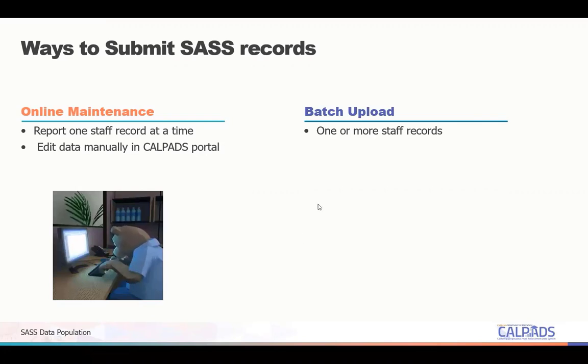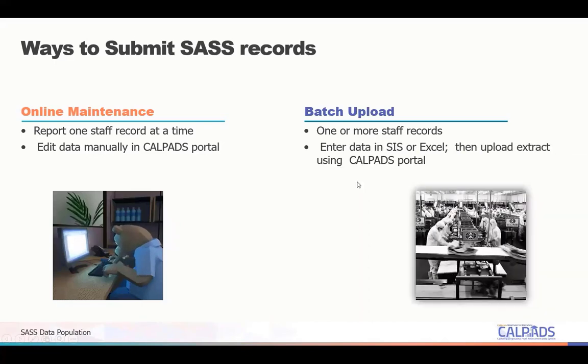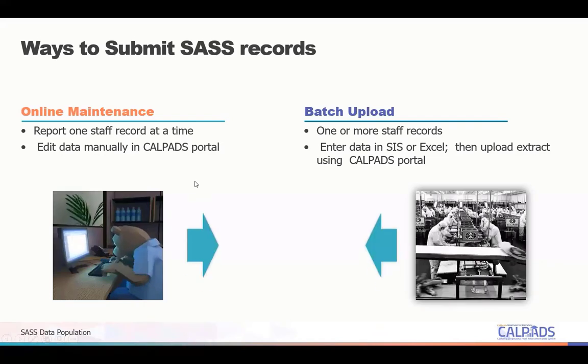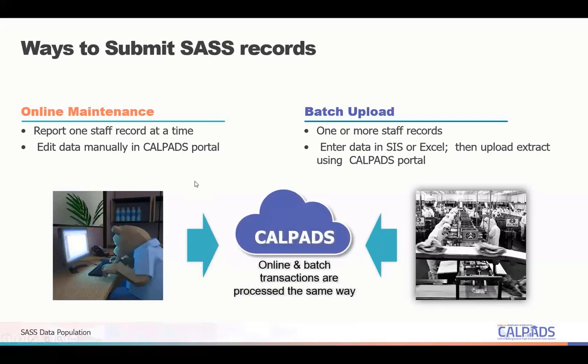You may extract the file from your SIS or use the SASS batch file template to build your file and then upload it to CalPADS. However, since the SASS is a replacement type file, the one benefit of using online maintenance is if you want to add or edit one record without the need to resubmit your entire school or district SASS file. You may use this method especially when you're correcting a few remaining Fall 2 certification errors. Regardless of the chosen method of submission, CalPADS will process the records the same way.